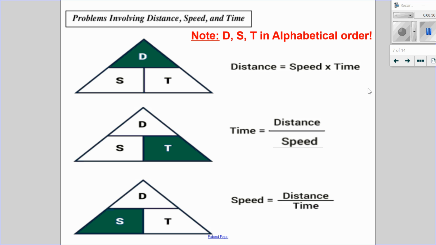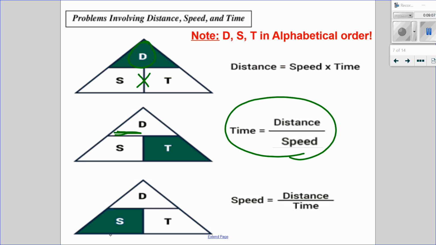Okay, a lot of the questions that we use for rational expressions are distance, speed, time questions. So I'm going to show you a little trick they use in science for distance, speed, time. So I do this little triangle and it has 3 different parts. The parts are in alphabetical order, distance, speed, time. So what this means is distance on the top is equal to speed times time. When I solve for time, I have a fraction, so time is distance divided by speed.